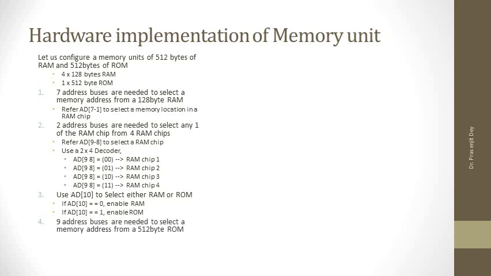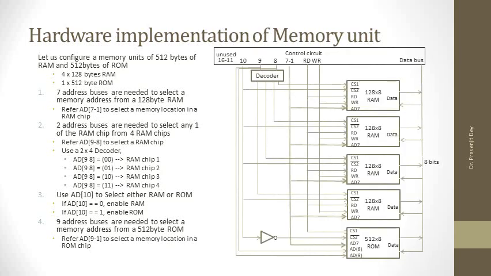Again, as you see, the ROM chip size is 512 bytes, so obviously we need 9 address lines to select any one of the memory address locations. So in case of ROM, we are going to use address bus lines 1 to 9 to select any one of the memory locations in the ROM chip. This is how we can implement that in real hardware.